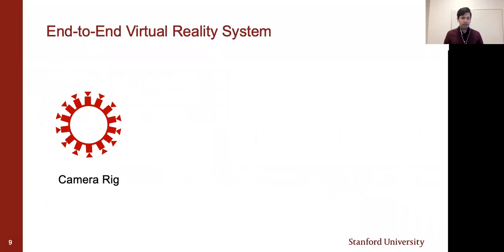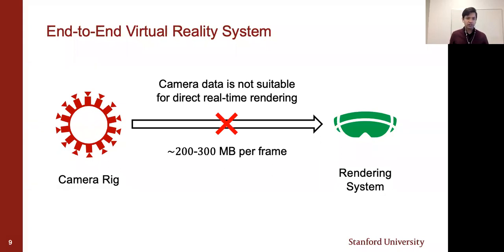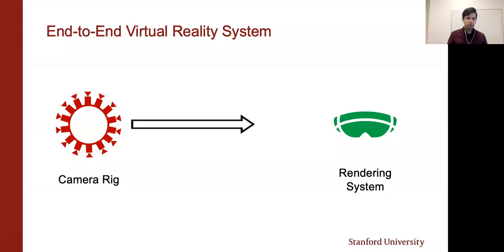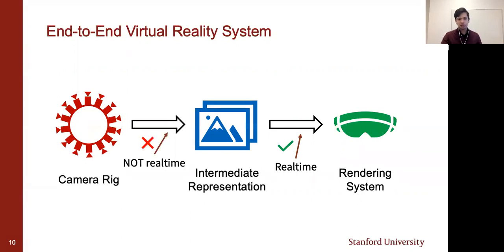On the one end, we have a system of cameras that will record real-world environments to be played back in VR. And on the other end, we have a head-mounted display where we will show views depending on the viewer's head position. Of course, rendering directly from raw camera data is really challenging due to the size of this data. And therefore, often raw camera data is processed and stored into a compact, easy to use intermediate representation. Rendering from the representation must be real time. However, the representation itself may be constructed offline.